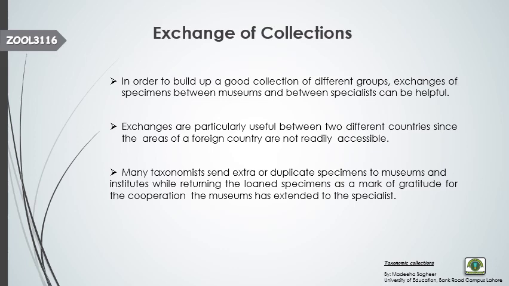In order to build up a good collection of different groups, exchanges of specimens between museums and between specialists can be helpful. Sometimes taxonomists have more than one specimen of the same group, so he may return, or he may give this specimen as a mark of gratitude or as a gift on the cooperation to the museums or other institutions. So exchange of collection is a good step in taxonomic procedures. It will help to build up a very good collection of different groups.